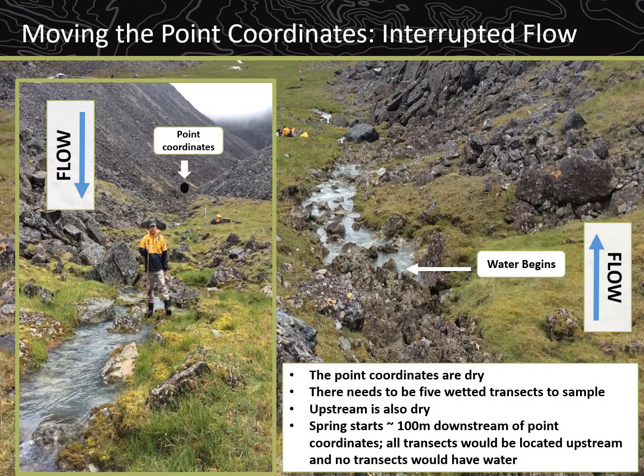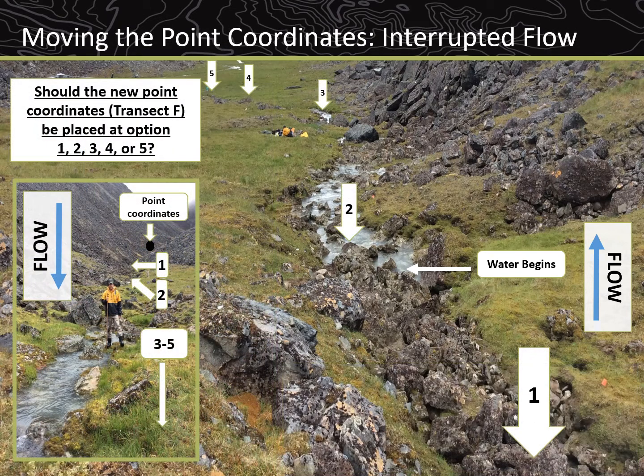In this example, the stream is dry at the point coordinates. There needs to be 5 wetted transects for an AIM reach to be defined as sampleable. Upstream of the point coordinates is also dry, but there is a spring that creates a small stream approximately 100 meters downstream from the point coordinates. This means, for this 150-meter reach, that all transects would be located upstream of the spring and no transects would have water. The point coordinates can be moved because the spring is well within 250 meters from the original point coordinates. Should the new point coordinates, which is also transect F, be placed at option 1, 2, 3, 4, or 5?